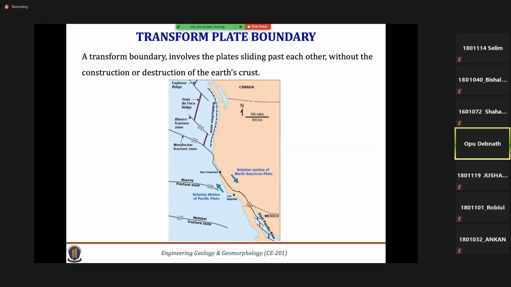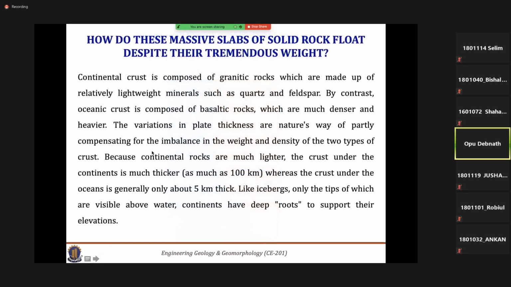But due to this relative movement, you may find that two points that are side by side nowadays, after 1,000 years, may have shifted from one another in a sideways, horizontal direction. So this is the task of the transform plate boundary.